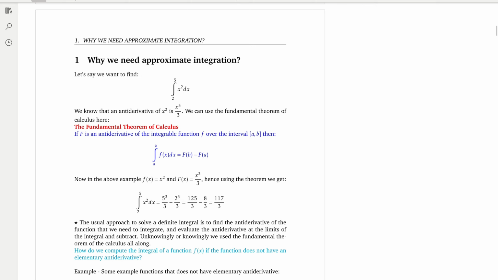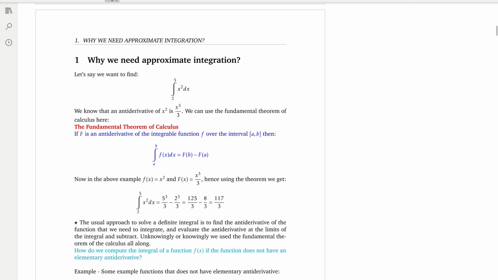We have integration by parts, integration by substitution, basic integration, and partial fraction decomposition, so many methods that you can use to find integrals. But why do we need another method? Why do we need approximate integration? Well, let's learn it from an example.